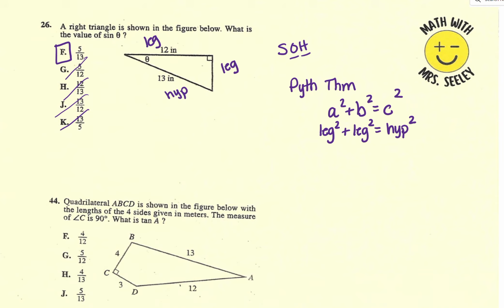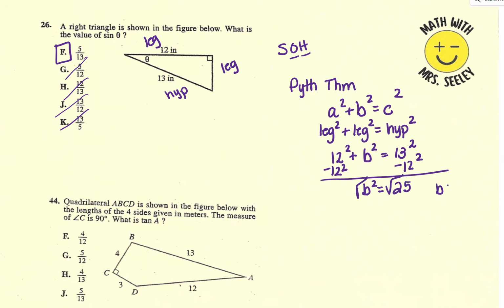So therefore, I know that 12 squared plus, I don't know, the other leg, b squared equals 13 squared. You're going to subtract that from both sides. So b squared is equal to, just go to your calculator and say 13 squared minus 12 squared, hit equals, and you get 25.